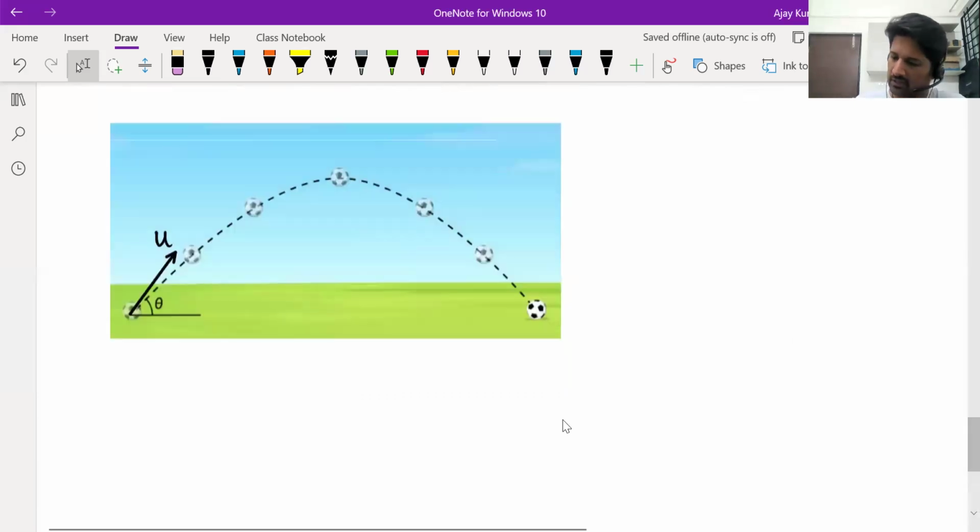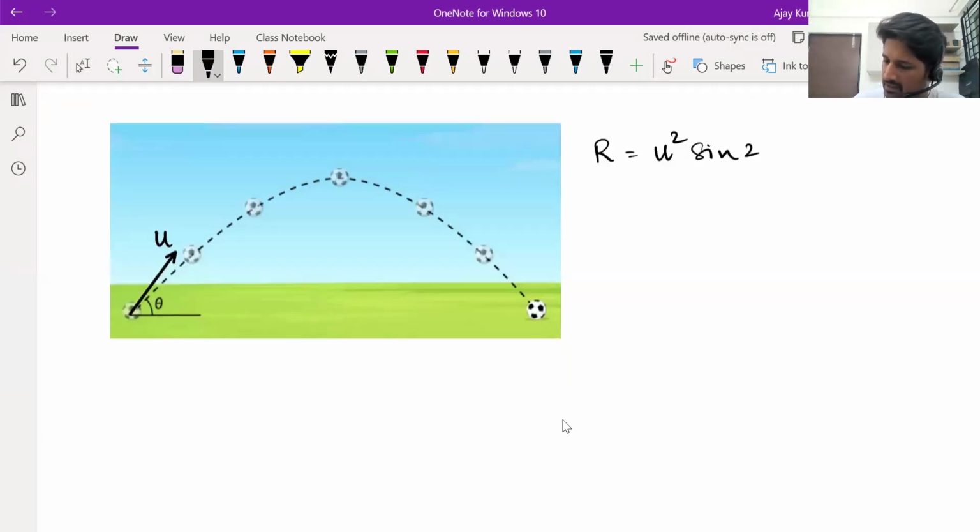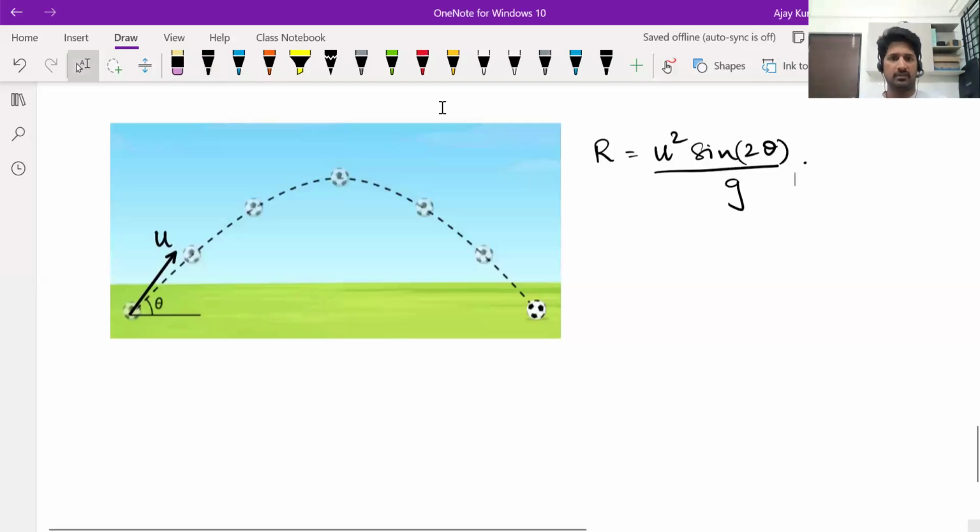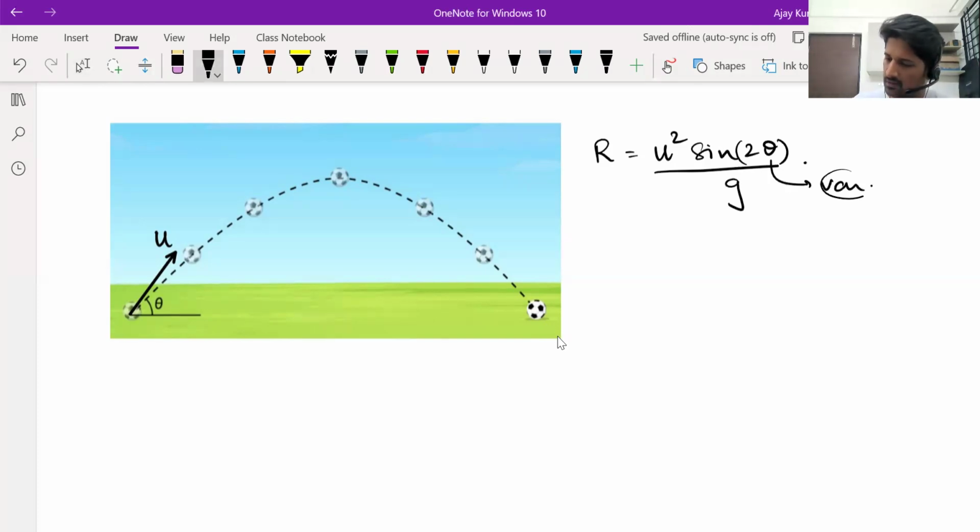Now in ground to ground projectile, we know range is u square sine 2 theta divided by g. Now we are assuming u is fixed. The speed of projection is fixed, but it is being projected at different angles. So theta is a variable. Theta varies, based on that range varies. U and g are constants. So it's like y is equal to some function of x. X is a variable and accordingly y will vary. Now our aim is to find out when the range will be maximum.